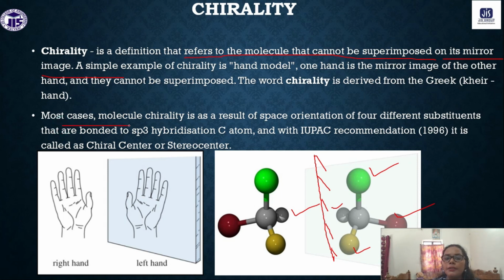In most cases, molecular chirality is a result of the spatial orientation of four different substituents bonded to an sp3 hybridized carbon atom. With IUPAC recommendation 1996, it is called the chiral center or stereo center. What do we mean by chiral center or stereo center? A chiral center means a carbon atom to which four different atoms are attached. That is called the chiral center or stereo center.